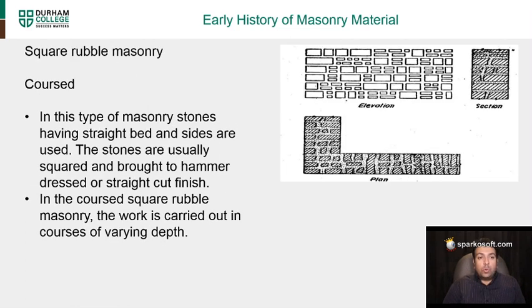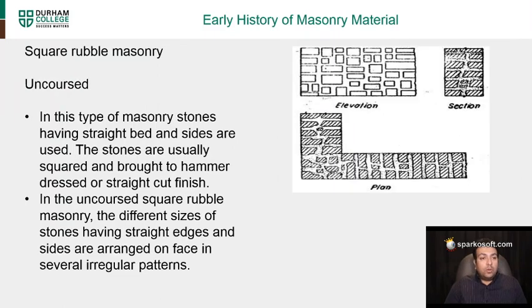Then you have the square rubble masonry. In this type of masonry, stones having straight beds and sides are used, and the stones are usually squared, and brought to hammer-dressed or straight-cut finish. In coursed square rubble masonry, the work is carried out in courses of varying depths. So you can see here in the coursed masonry that it's being done at different levels. On the section view, you can see it on different levels.